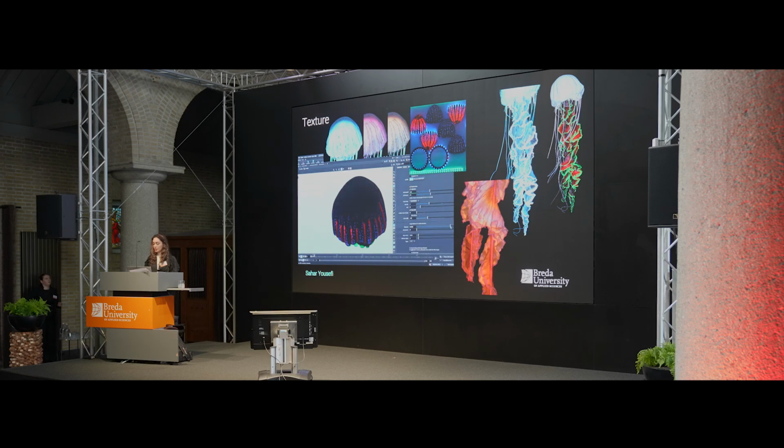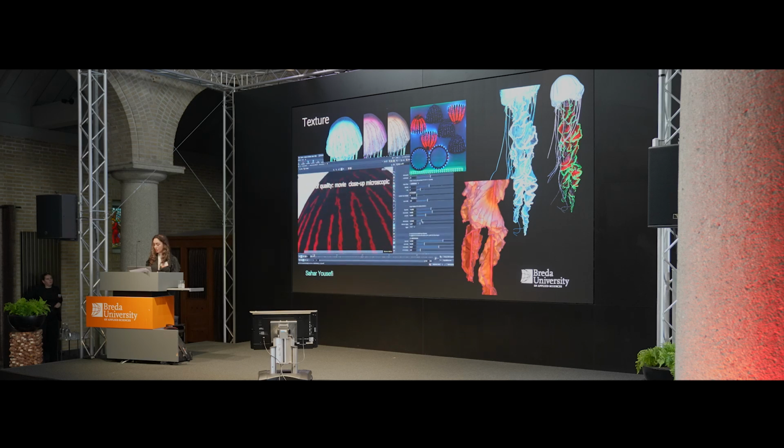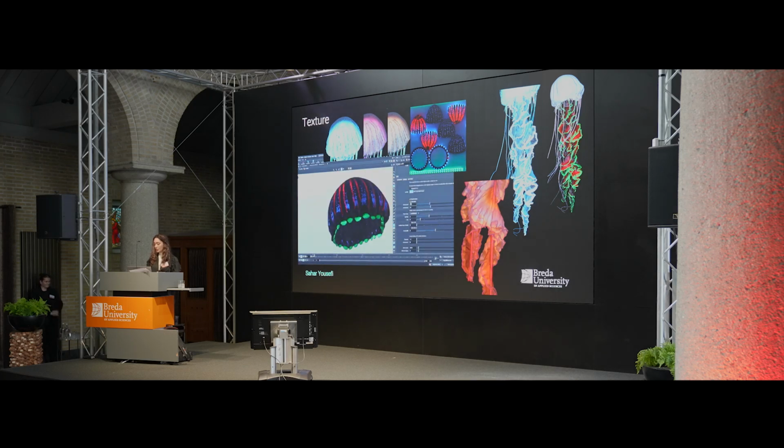For the other parts of the jellyfish, as you can see on the right side of the screen, I'm using color masking to divide different areas of the geometry. These parts are then coded into RGB channels in the same way. I'm also reusing the color mask information for other purposes, for example, for the volume simulation for the oral arms, as was mentioned before.